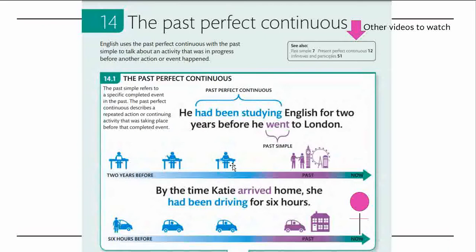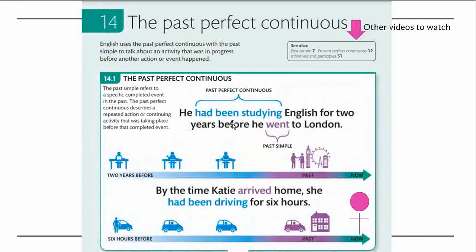It is continuing or not continuing, that is not the question, but another activity has interrupted it. For that activity, we use a simple past tense. That is how we use two different tenses, and the reason for simple past and past perfect continuous tense is that the nearest on the timeline takes simple past tense. Now let us look at the example that we have before us. He had been studying English for 2 years before he went to London.